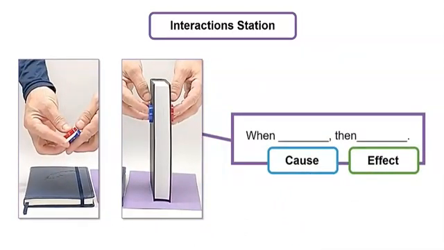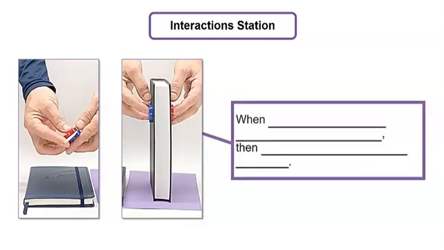We can use our observations to help us write sentences using this sentence frame. When blank, then blank. The when part of the sentence will state the cause, and the then part of the sentence will state the effect. So how should we fill in the sentence frame for this observation? I think we should say, when a thick enough object is placed between two magnets, then the magnets no longer attract each other.